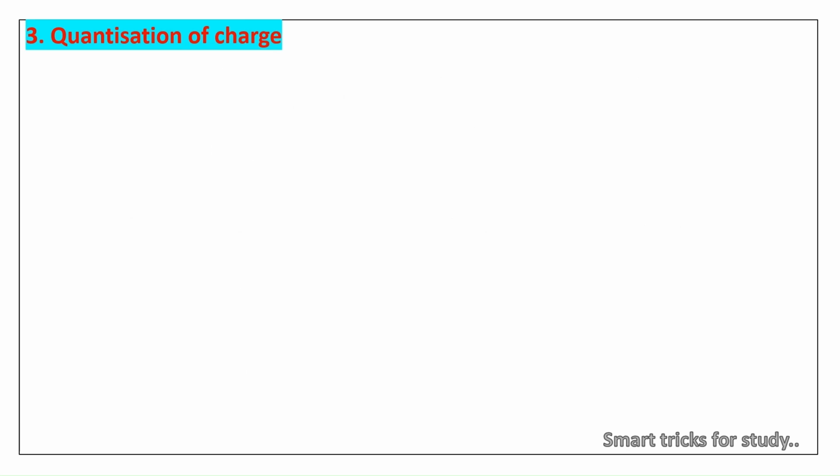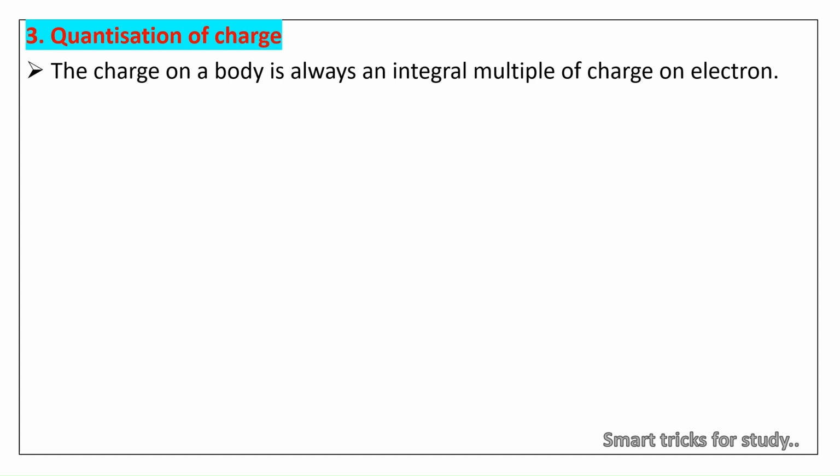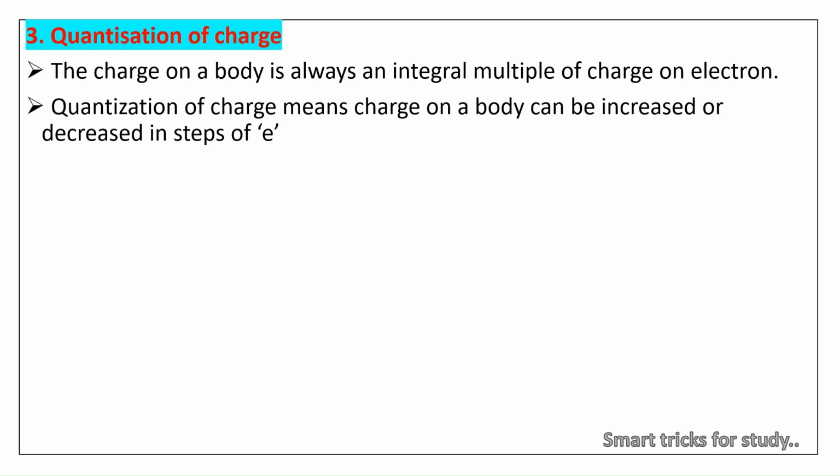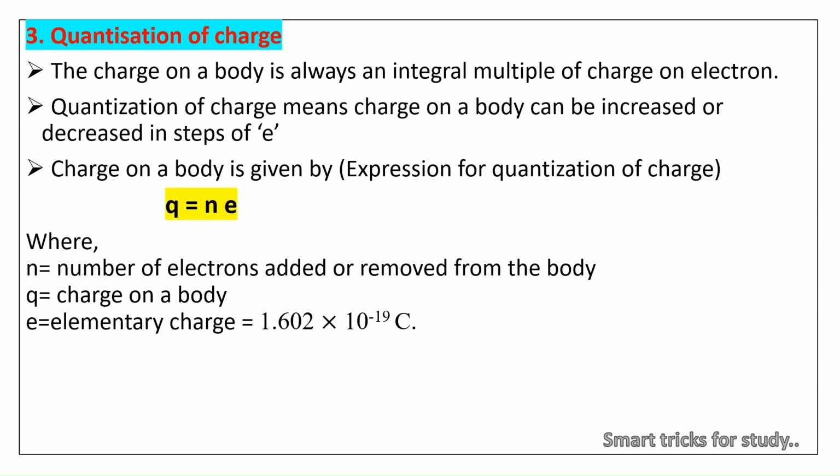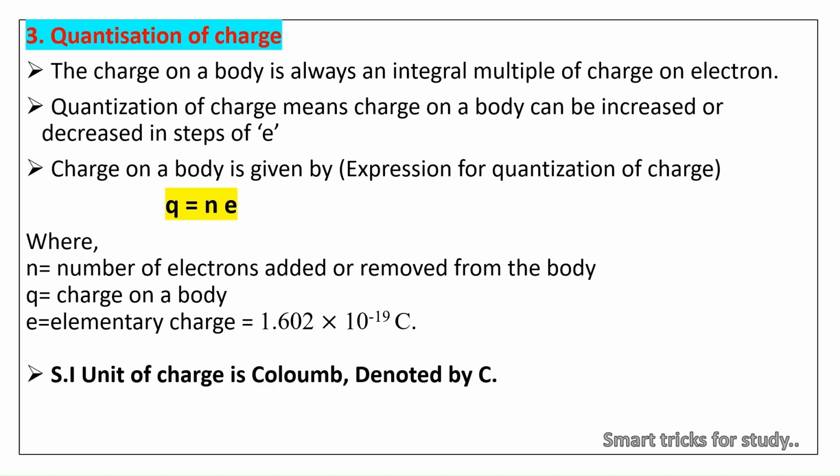3. Quantization of charge. The charge on a body is always an integral multiple of charge on electron. Quantization of charge means charge on a body can be increased or decreased in steps of e. Charge on a body is given by the expression for quantization of charge: Q = ne, where n is the number of electrons added or removed from the body, Q is the charge on a body, and e is the elementary charge, 1.602 × 10^-19 Coulomb.